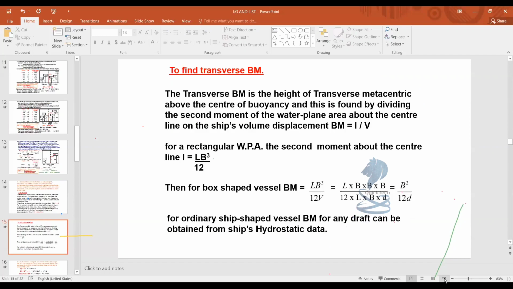To find the transverse BM, BM is equal to I divided by V, where I is the second moment of area about the center line, I is equal to LB³ divided by 12. Putting these values together, for a box-shaped vessel BM is equal to LB³ divided by 12V. Hence, BM is equal to B² by 12D.